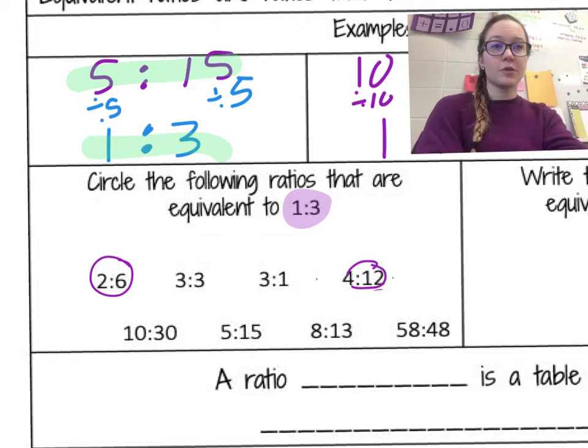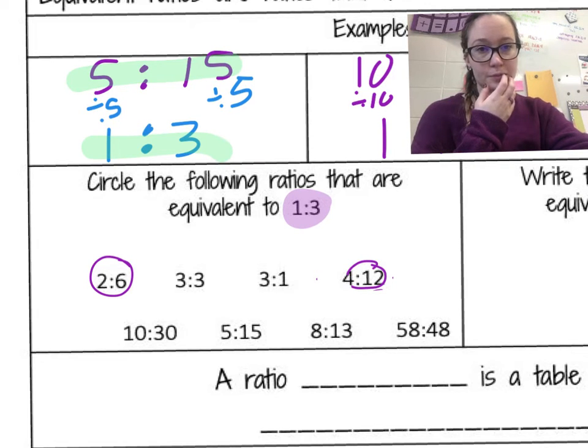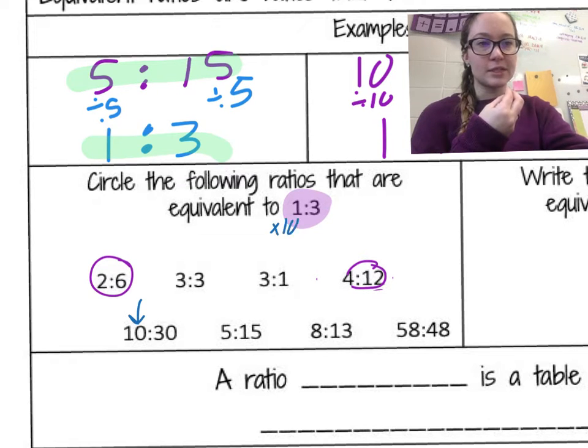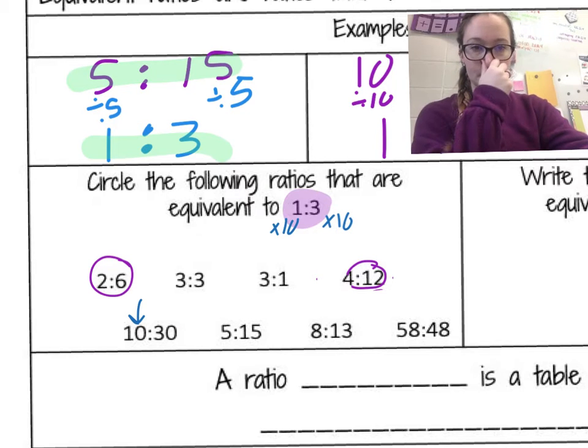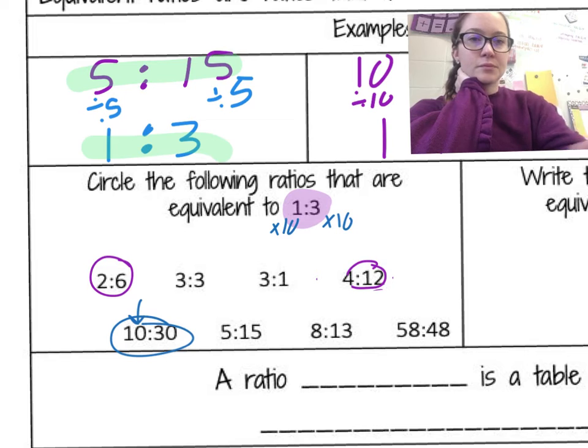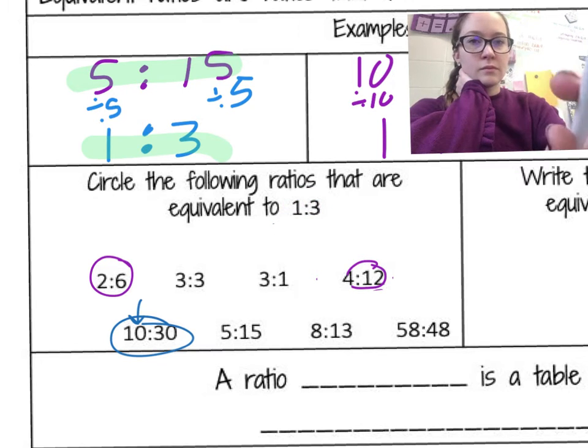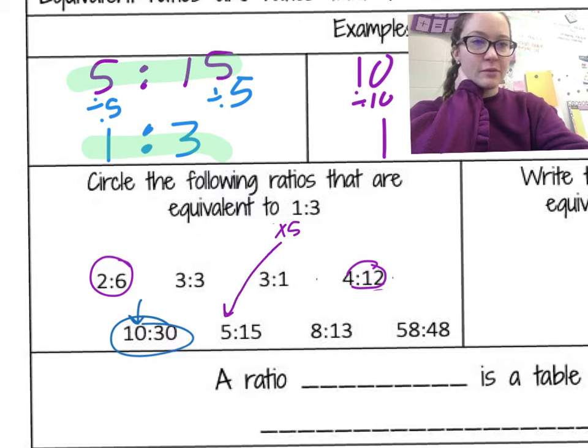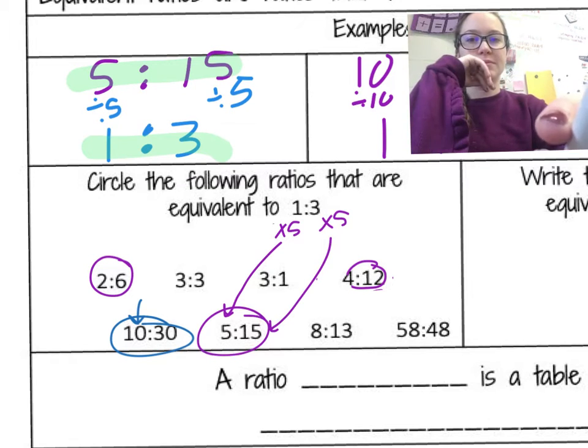All right, let's talk about multiplying, because that's another way as well. So if I take 1 to 3, I'm going to try to make it into 10. So I'm going to do times 10. 1 times 10 is 10. 3 times 10 is 30. Those work. Okay. Now I'm going to see if I can multiply 1 to 3 by something and get 5 to 15. Okay, 1 times 5 is 5, so that one works. 3 times 5 is 15, so I get to circle that one.